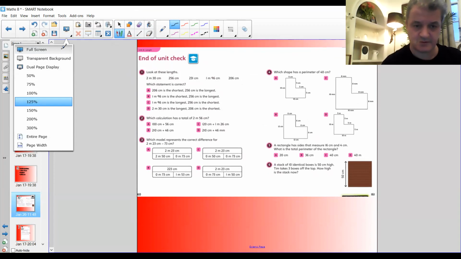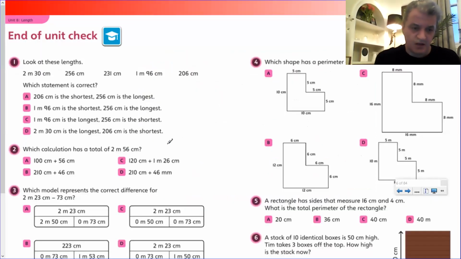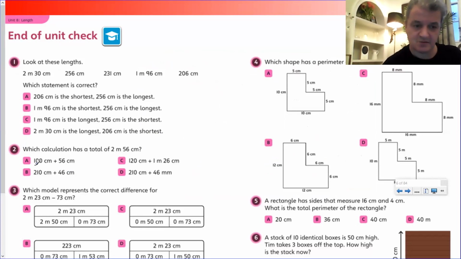Back onto full screen. Question 2. Which calculation has a total of 2 meters 56 centimeters? Here, let's convert this into 1 meter. So we know 100 centimeters is 1 meter. So this one is definitely not correct.